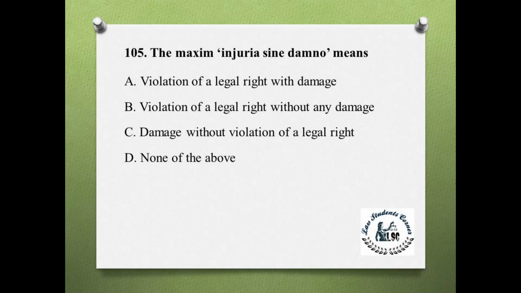Question number 105. The maxim injuria sine damno means option A violation of a legal right with damage, option B violation of a legal right without any damage, option C damage without violation of a legal right, option D none of the above. Correct answer is option B violation of a legal right without any damage.